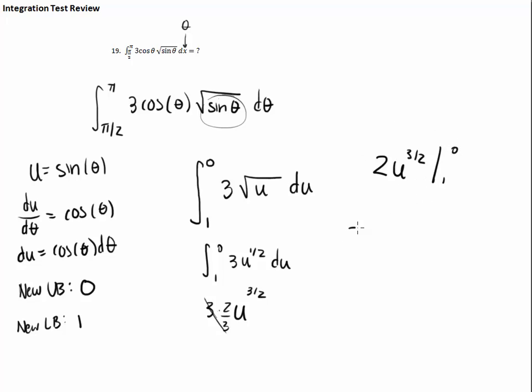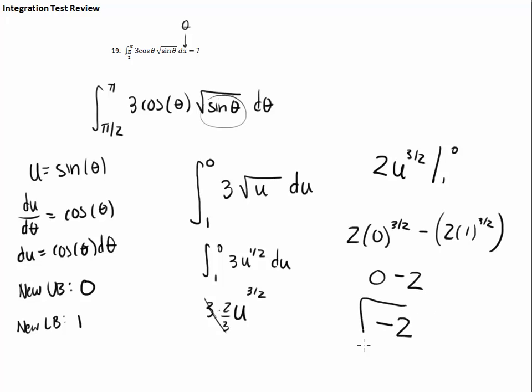So plug 0 in. And that's easy peasy. That's a 0. Plug 1 in. So that goes to 0. The 1 raised to the 3/2 power, that's like taking the square root of 1 and then raising it to the 3rd power. So the square root of 1 is 1. Raised to the 3rd power is still 1. Times 2 is 2, so it's -2. So our answer is -2.